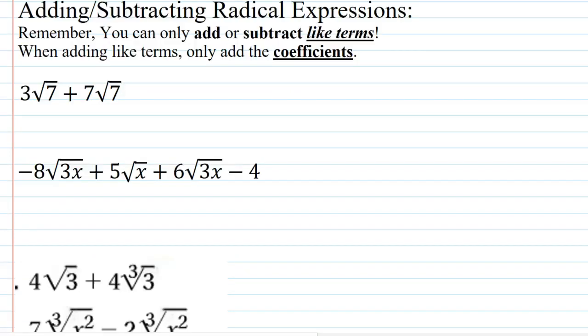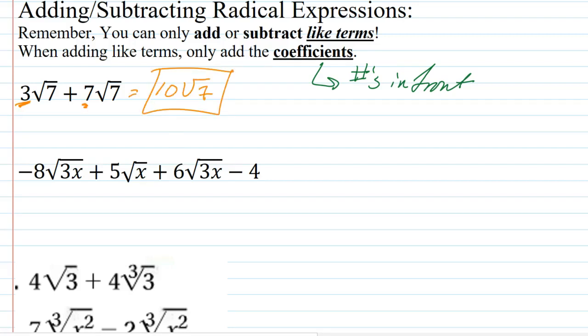Adding and subtracting radical expressions. You can only add or subtract like terms. This doesn't matter if you're dealing with a variable or if you're dealing with radicals. Remember, when you're adding like terms, you only add or subtract coefficients. Coefficients are the numbers in front. Now, we normally refer to numbers in front of a variable, but it works for radicals also. So I have like terms. They're both the square root of 7, and I'm simply going to add the coefficients, or the numbers in front. Just that simple.